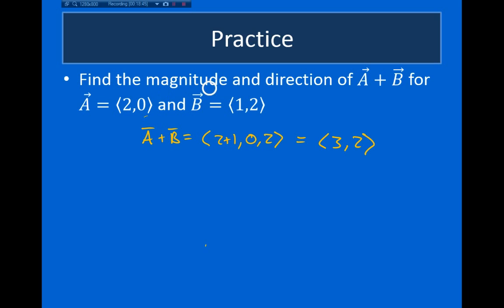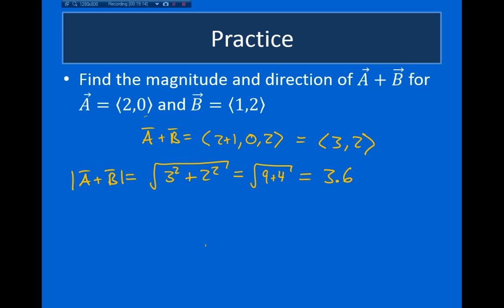But the problem asks us to find the magnitude and direction. So the magnitude of this is pretty straightforward. We'll just use the formula. For the magnitude of a plus b, remember we take the x component and square it, so we get 3 squared plus the y component squared, and then you square root all of that. So here we've got 9 plus 4, so this is the square root of 13. And if you plug that into a calculator, you get 3.6. So that's the magnitude. Now what about the direction?